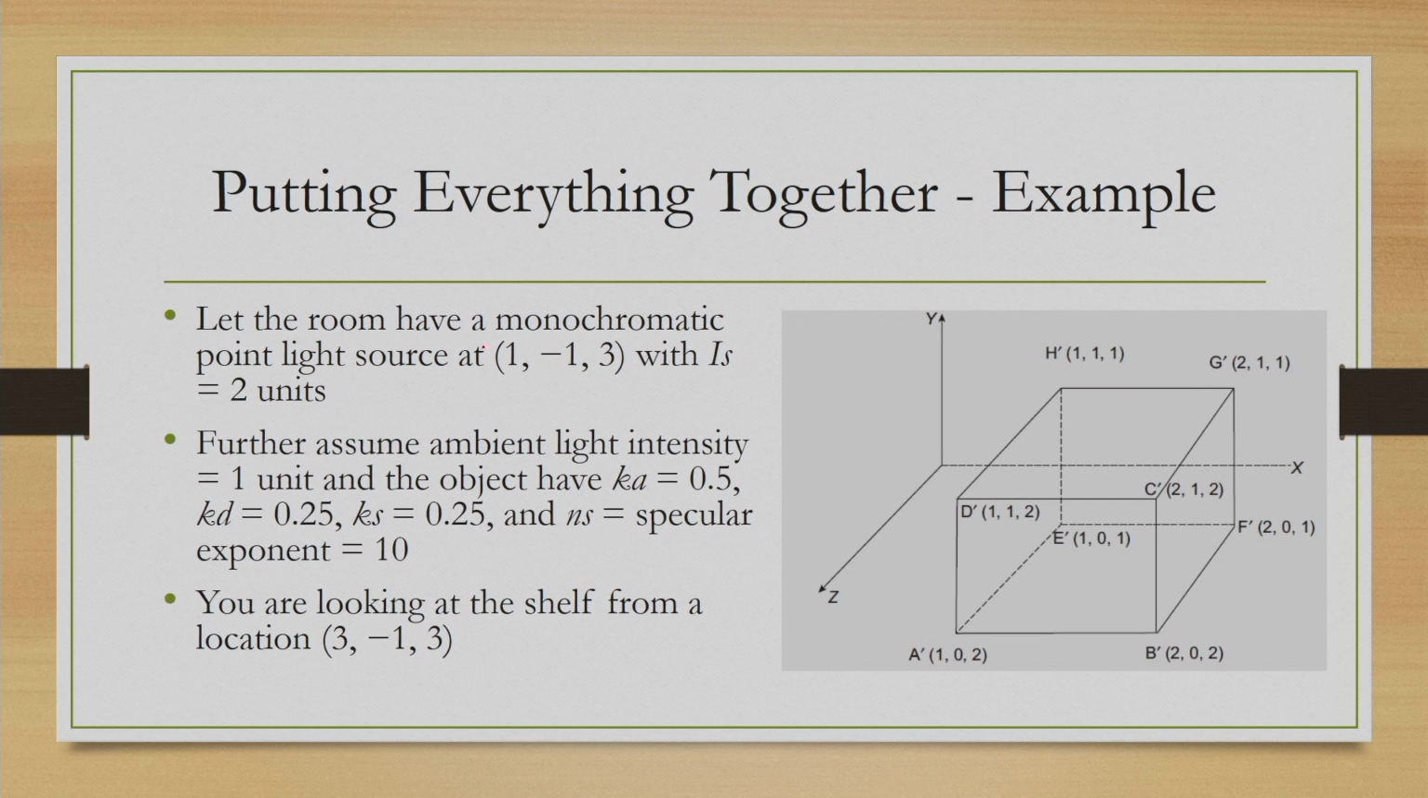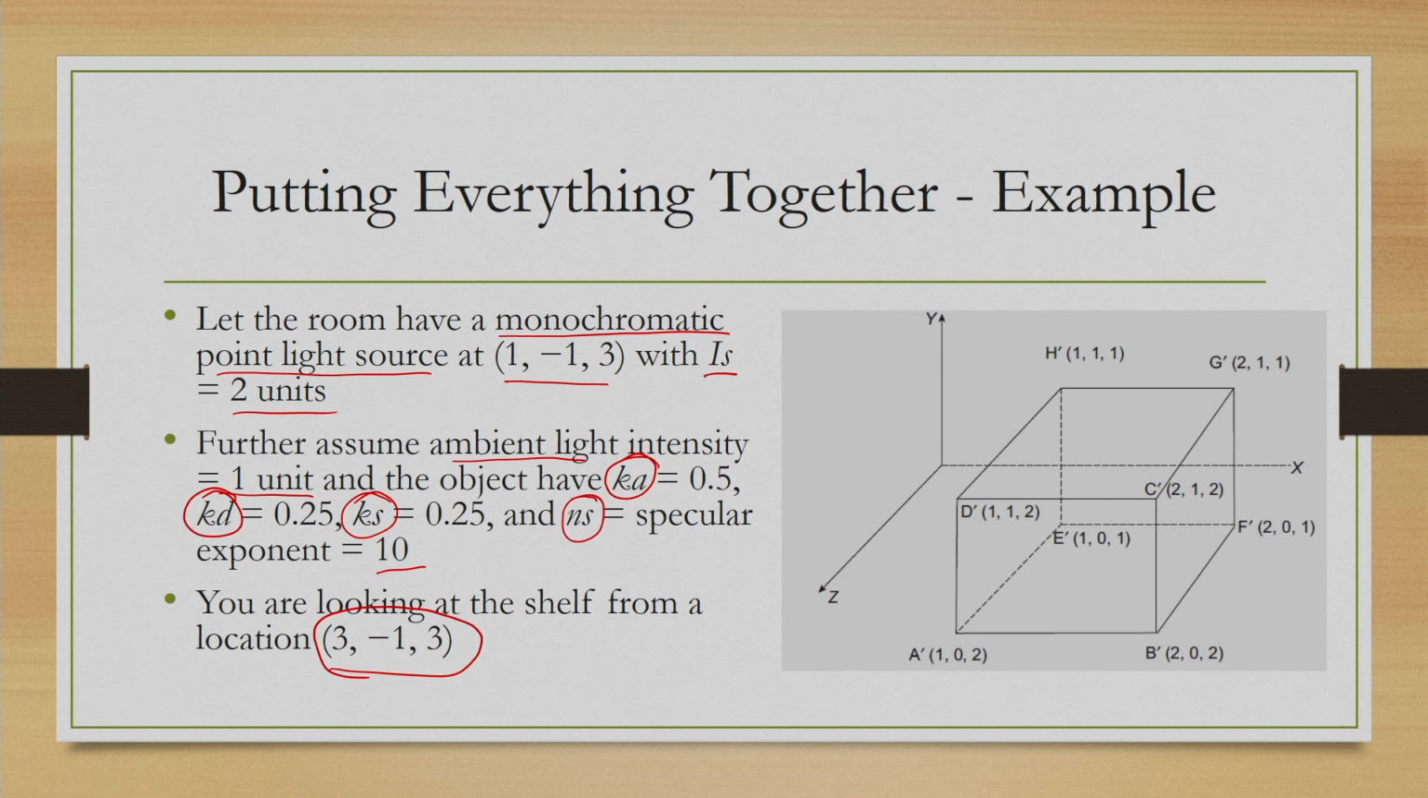Now, assume that the room has a monochromatic point light source at a given location with intensity 2 units, and also assume there is an ambient light with intensity of 1 unit, and the reflective coefficients or reflectivities for the 3 components, Ka for ambient light, Kd for diffuse reflection due to direct light, and Ks for specular reflection due to direct light, are specified, and the specular exponent is also specified as 10, and the viewer is located at this position.